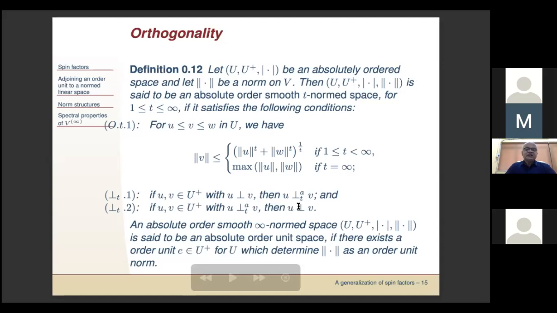So in case when we take T to be infinity, then this will be called absolute order unit space, provided there is an order unit E and the norm is determined by that order unit.